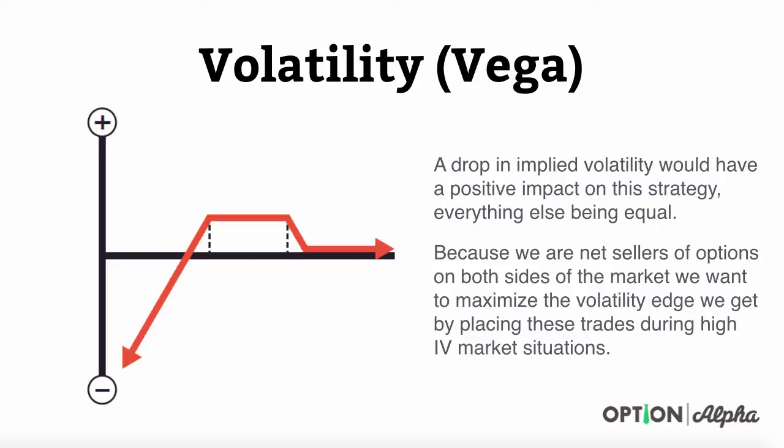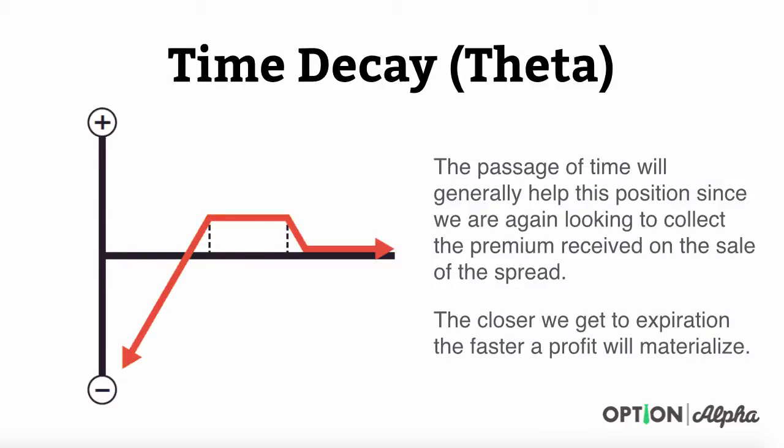Because we're net sellers of options on both sides of the market, we definitely want to maximize the volatility edge we get by placing these trades during only high implied volatility situations. So drops in implied volatility definitely have a positive impact on this position. That also means that if you place this trade in a low implied volatility market and volatility rises, you definitely have the ability to lose money just because of the implied volatility rise. Time decay as well is going to help this position because we're looking to collect premiums sold on both sides of the market. So theta decay in all of our options is going to work in our favor, and the closer we get to expiration, the faster our profit will materialize.